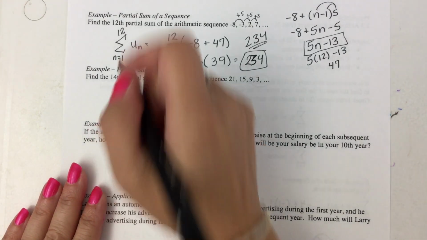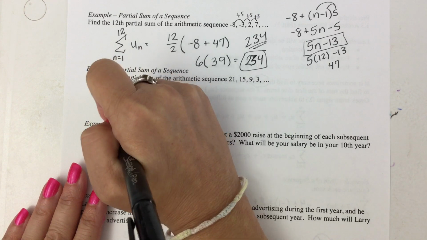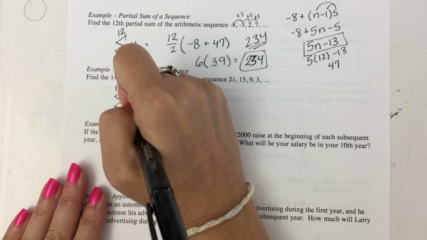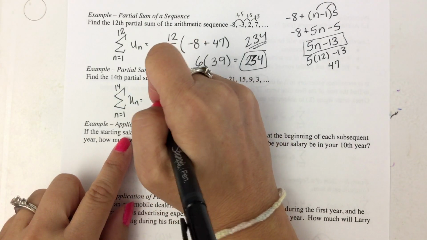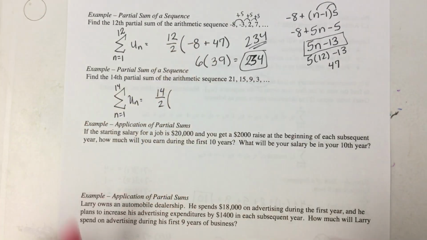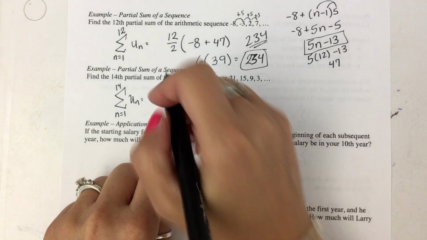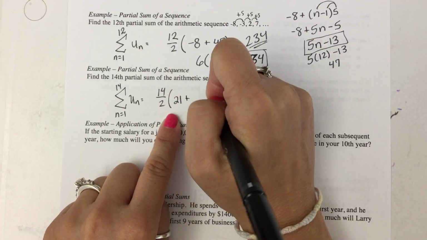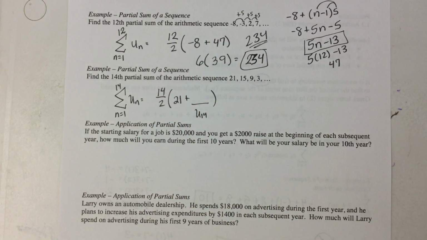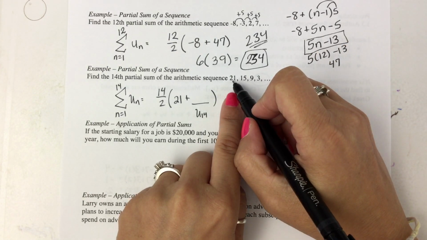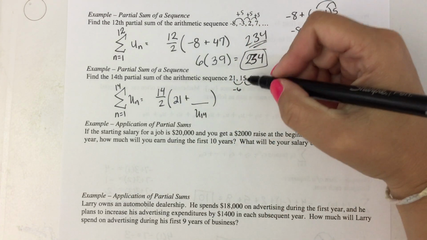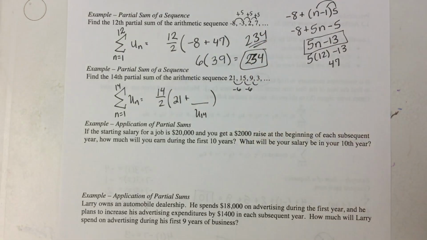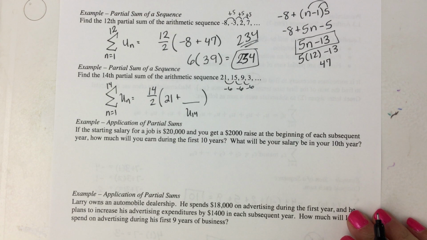Find the 14th partial sum. So what that means is I'm starting at 1, I'm ending at 14, and I'm trying to find the sum of a sequence. So it's 14 divided by 2. In parentheses, it's the first term, plus now I need to find the 14th term. To go from one term to the next, 21 to 15, I minus 6. 15 to 9, I minus 6. 9 to 3, I minus 6. So I know my common difference.